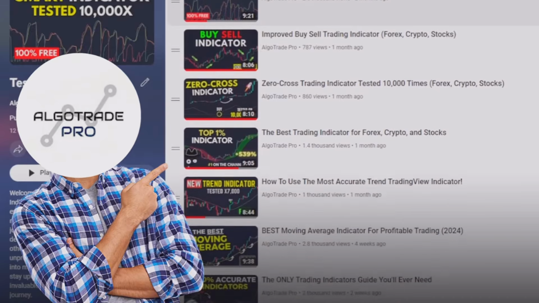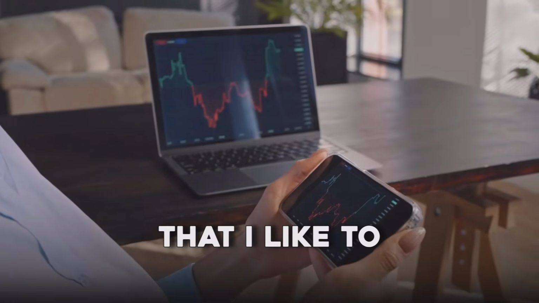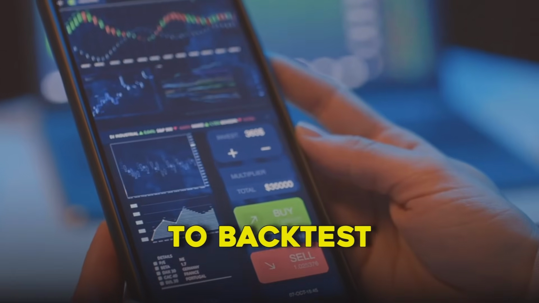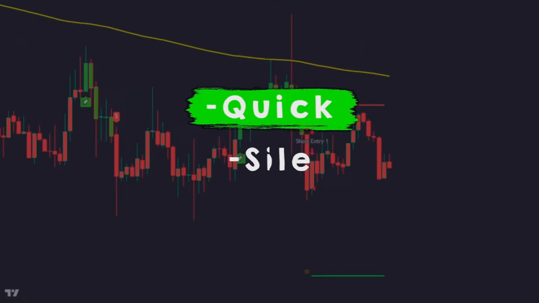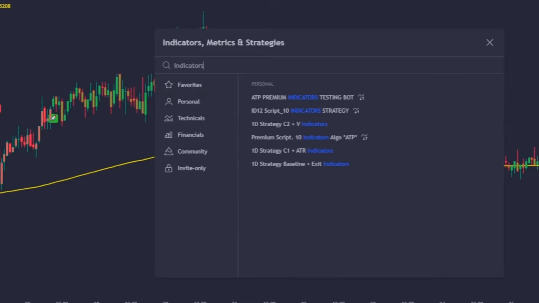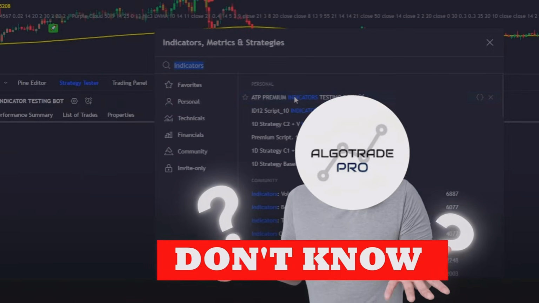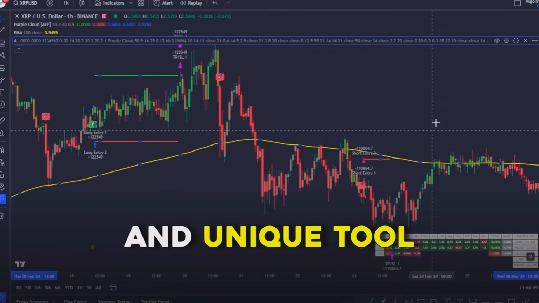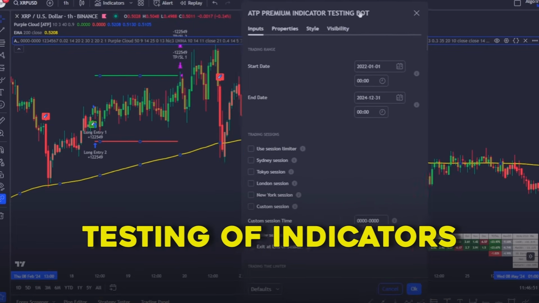But if you are a follower of my work, you already know that I like to use a special tool to backtest indicators in a quick, simple and efficient way. And for that, I will add the indicators testing bot to my charts. For those who don't know, this is an innovative and unique tool that allows quick testing of indicators.